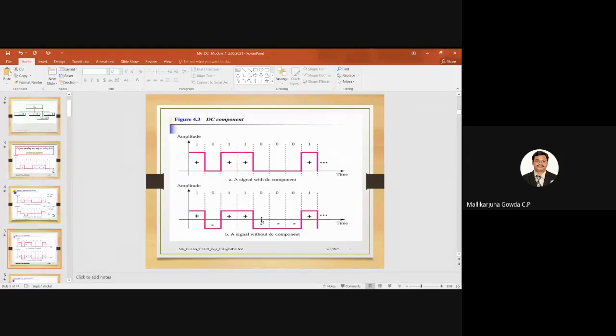The second signal will not have any DC component, because here data 1 is represented by plus 5 volts and data 0 is represented by minus 5 volts. With that, this particular signal will not have any DC component. Fine.